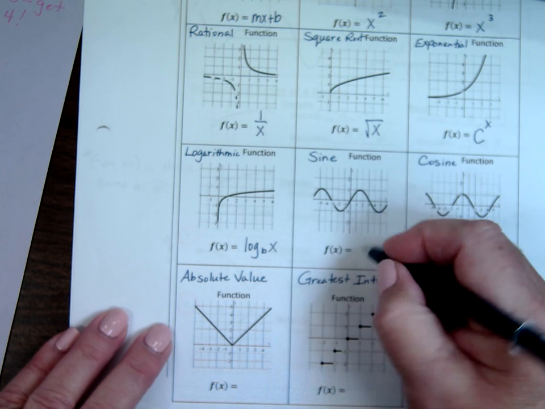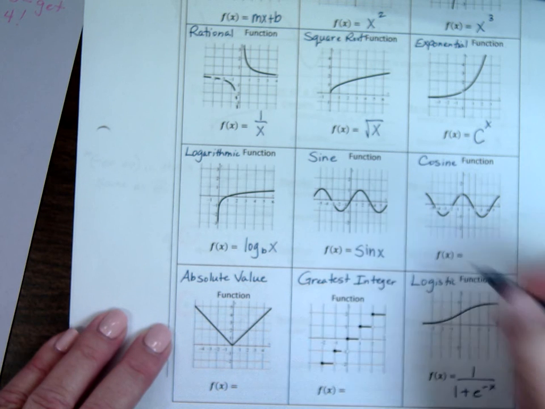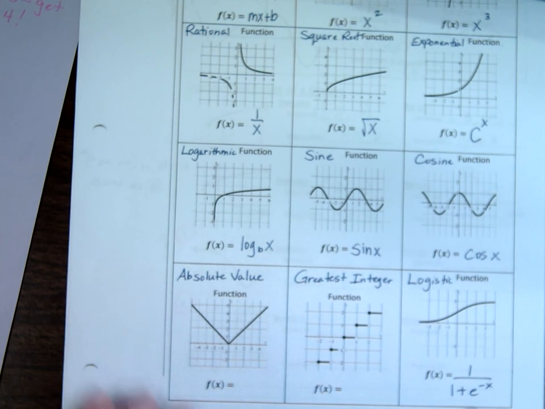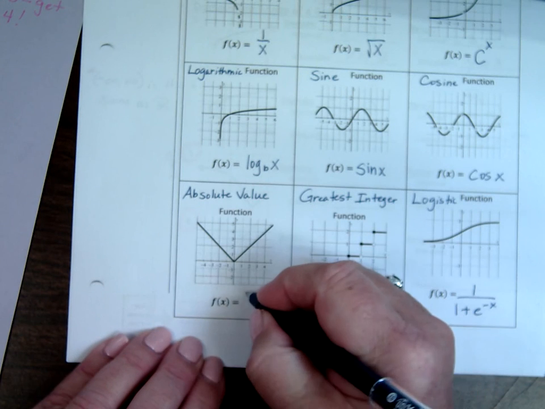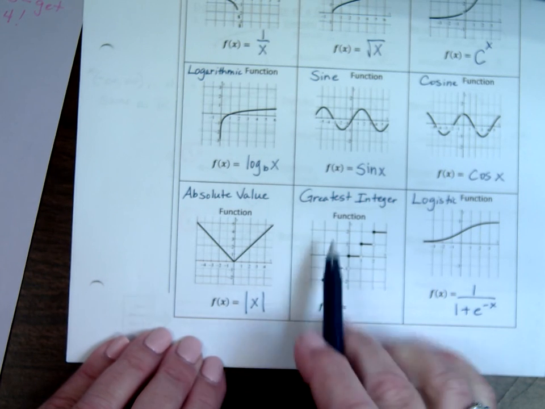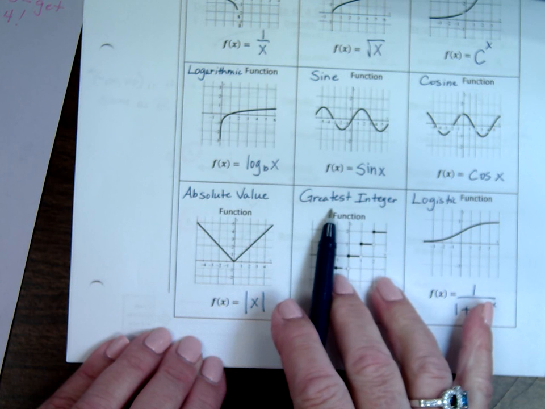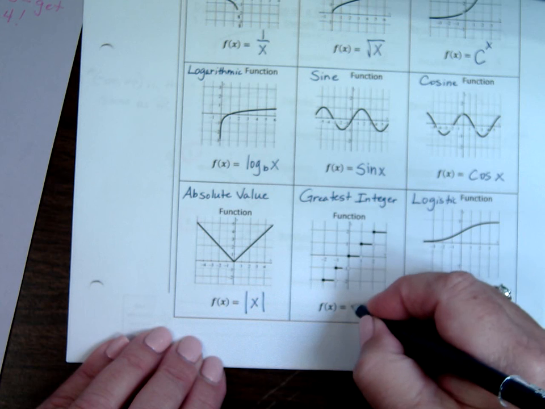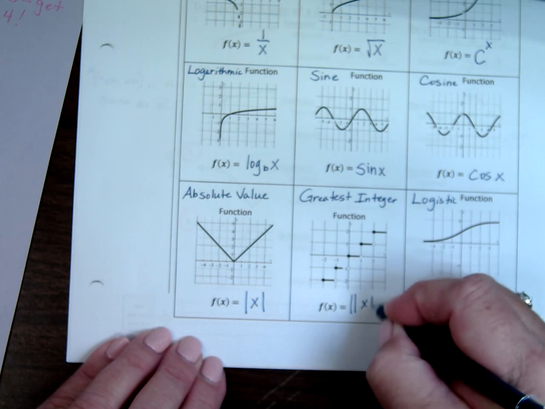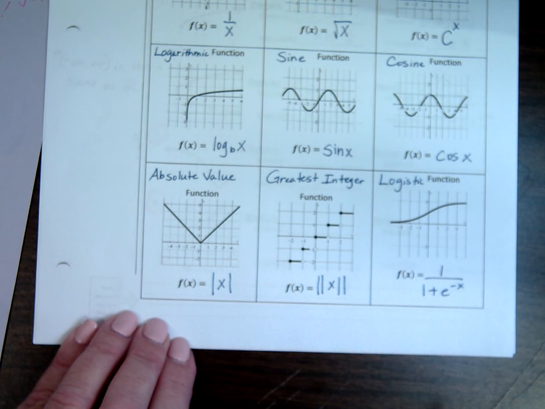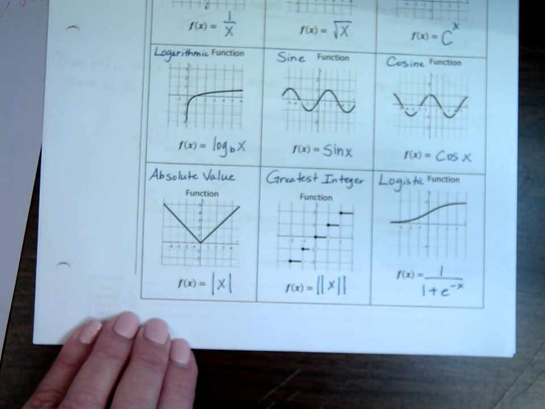Sine graph is sine of x. Cosine is cosine of x. Absolute value, single line. Absolute value, you've seen those before. This guy's a funky guy, the greatest integer graph. He's special. He's like a bunch of steps. They're not connected, right? This guy has a double absolute value symbol, meaning the greatest integer. And the last one we don't see very often, but the last one is 1 over 1 plus e to the negative x. That's the logistic function. That one won't come up too often.